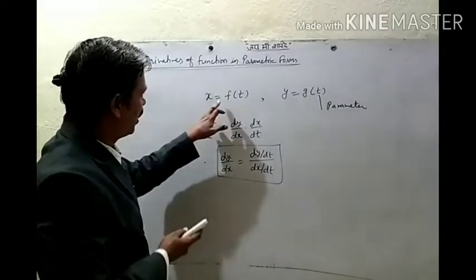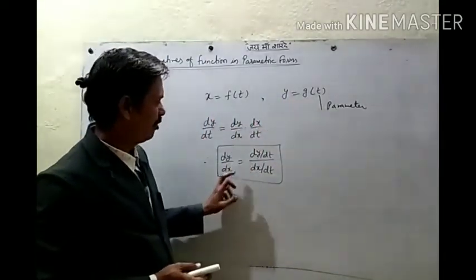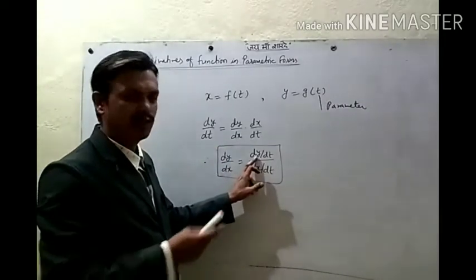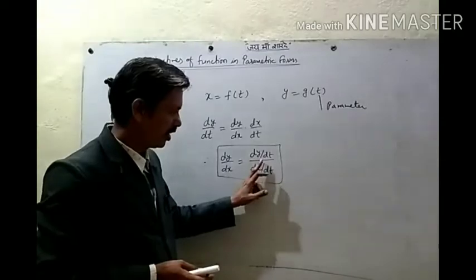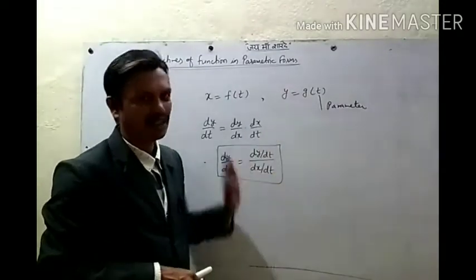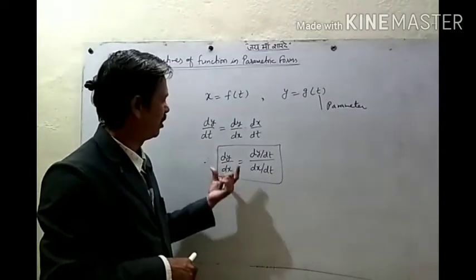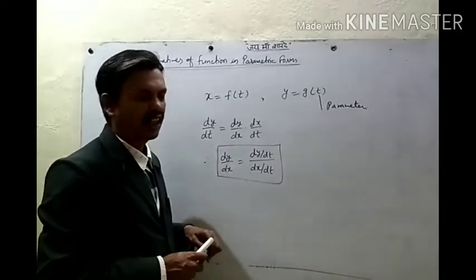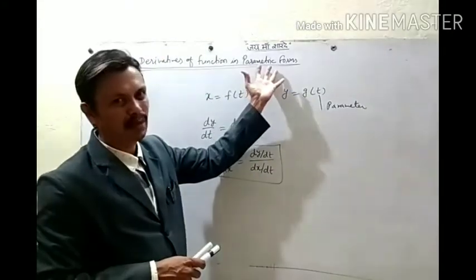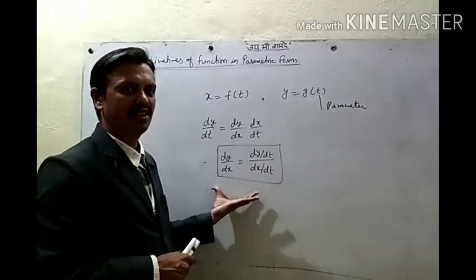So if parametric forms are given, x and y are in terms of t. What will we do to find dy by dx? Differentiate y with respect to the parameter and divide by the derivative of x with respect to that parameter. That will give you the derivative of y with respect to x. Okay? So now we'll see derivatives of functions which are in given parametric form. So now let's see some examples. Okay?